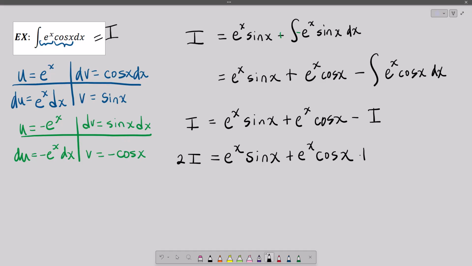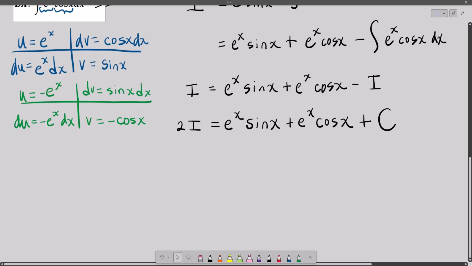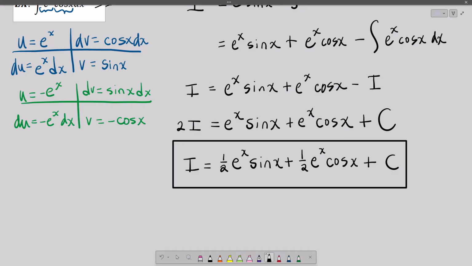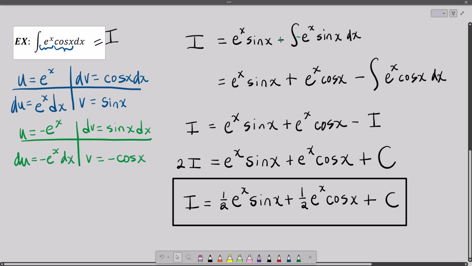And as soon as we do our twist, we have to put a C on the right-hand side because it's an indefinite integral. It's a family of antiderivatives. Don't lose points. Remember that. And so then our final answer is going to be found by dividing by 2 so that the left-hand side becomes a single I, because that's what we're trying to find. So that's our final answer. That function's derivative will be e to the x cosine x.